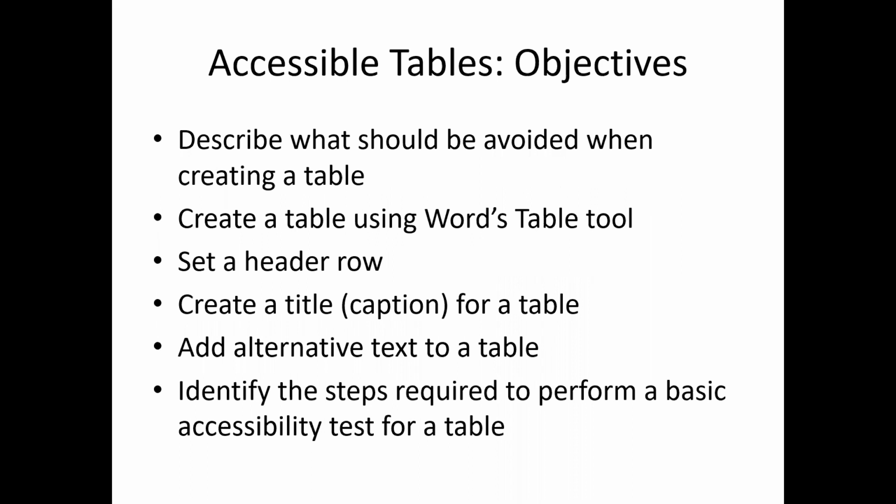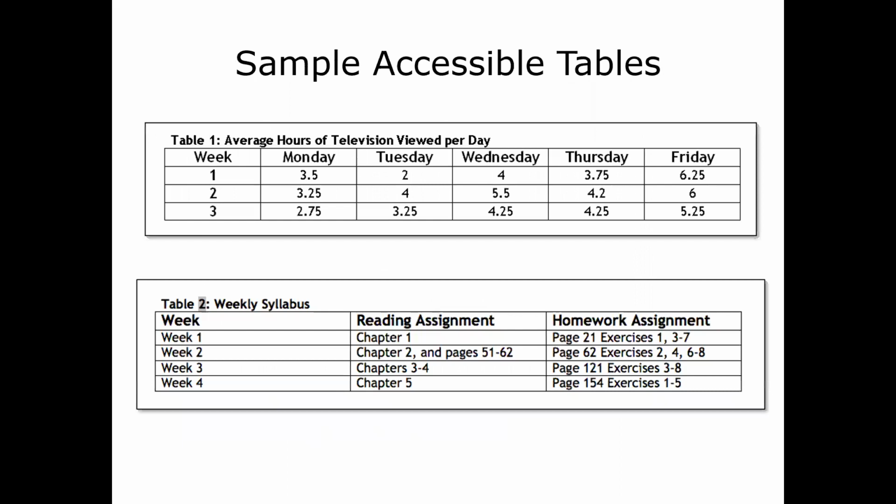So for accessible tables, I'm just going to talk to you about what you should avoid when creating a table. We're going to talk about creating a table using Word's table tool. We'll talk about header rows. We'll talk about a caption. That's what they call titles for a table. We'll talk about alternative text for a table. And then we'll perform a basic accessibility test for a table. So these are some sample accessible tables.